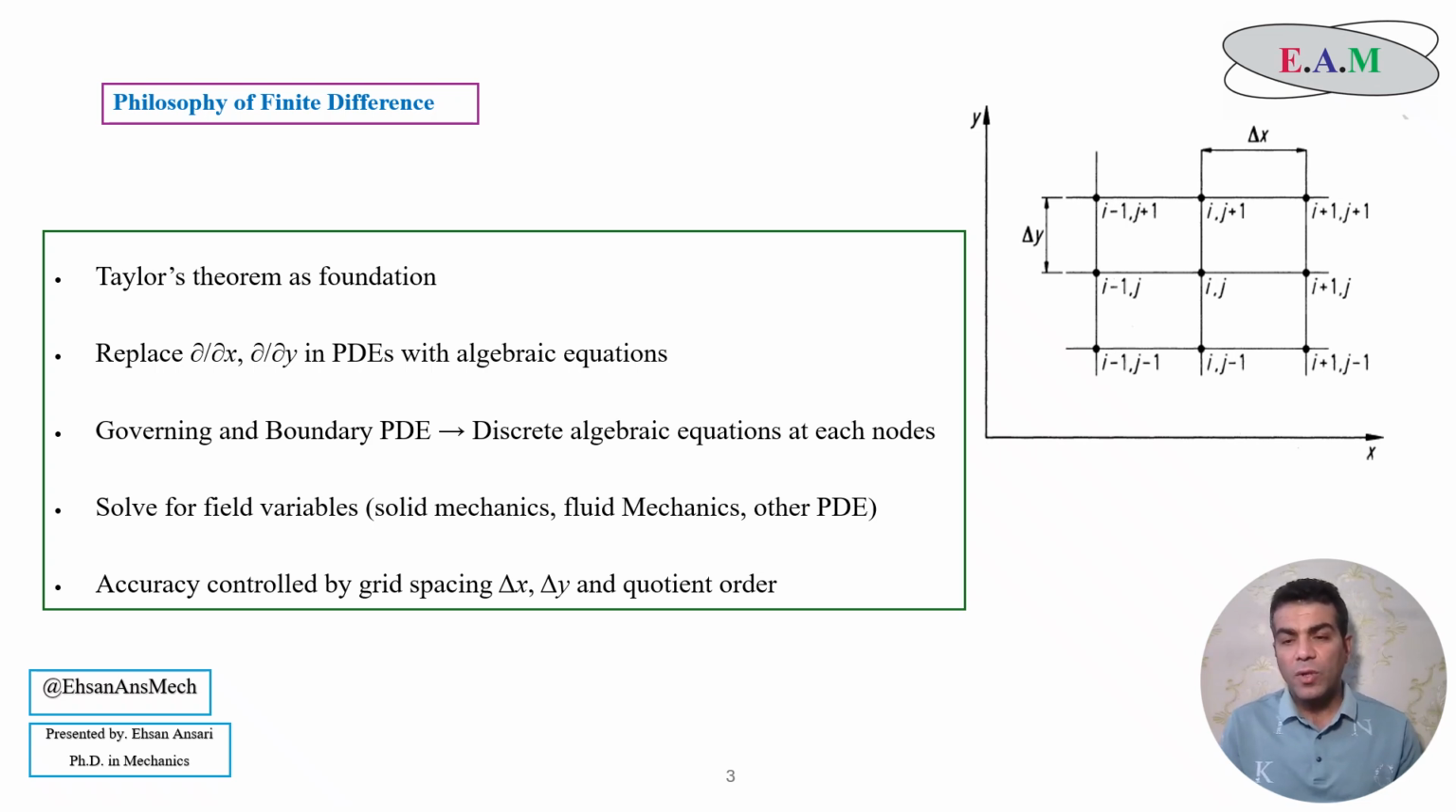Two factors control how accurate our approximation is. One is grid resolution, like delta x and delta y, and the other is the order of the difference, including first order, second order, or higher order. Finer meshes and higher order formulas reduce the truncation error at the expense of a larger stencil or more computational work, but they yield a more precise solution.